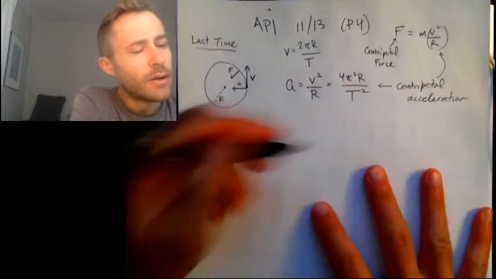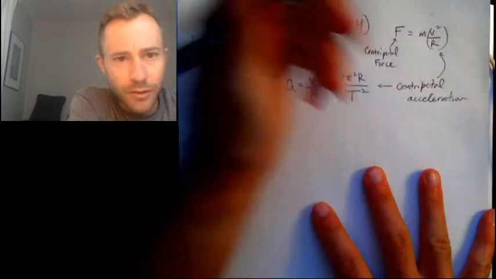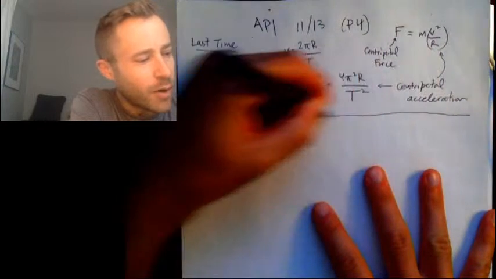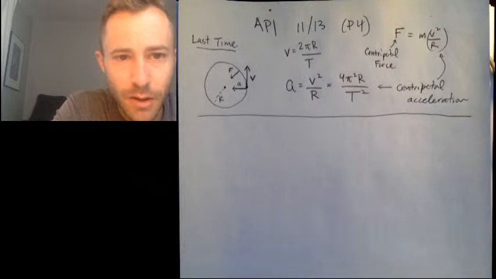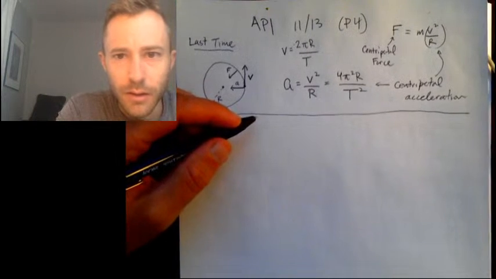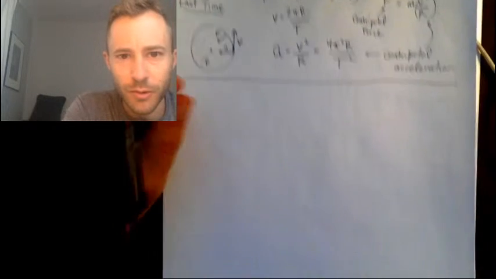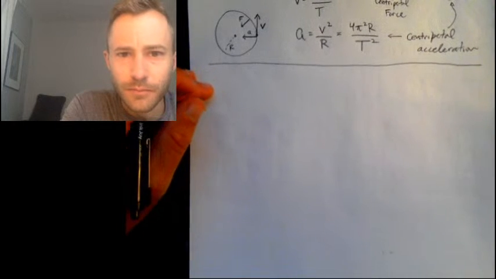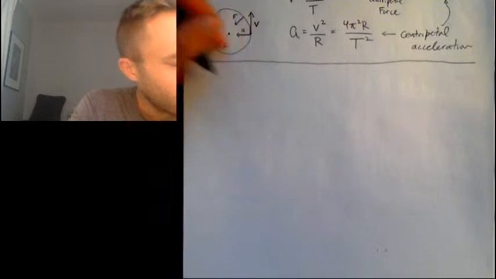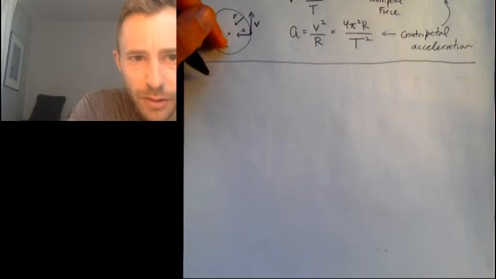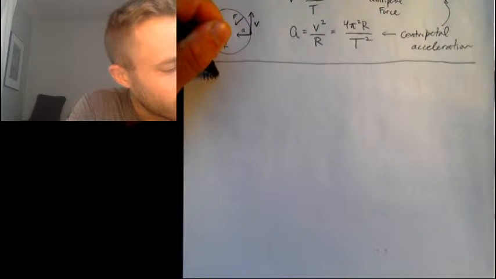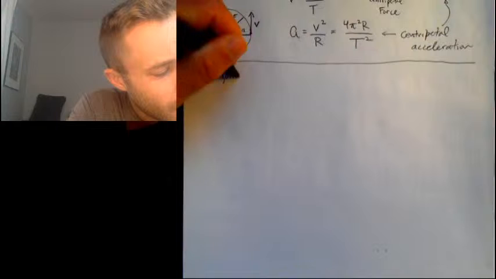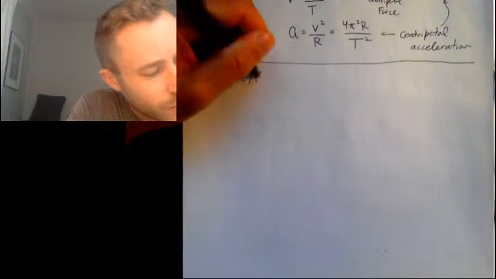Okay. So we're gonna basically just be doing example problems today. All right. Using Newton's second law and circular motion. So the first two examples that I'm going to do are what I like to call horizontal circles or flat circles.